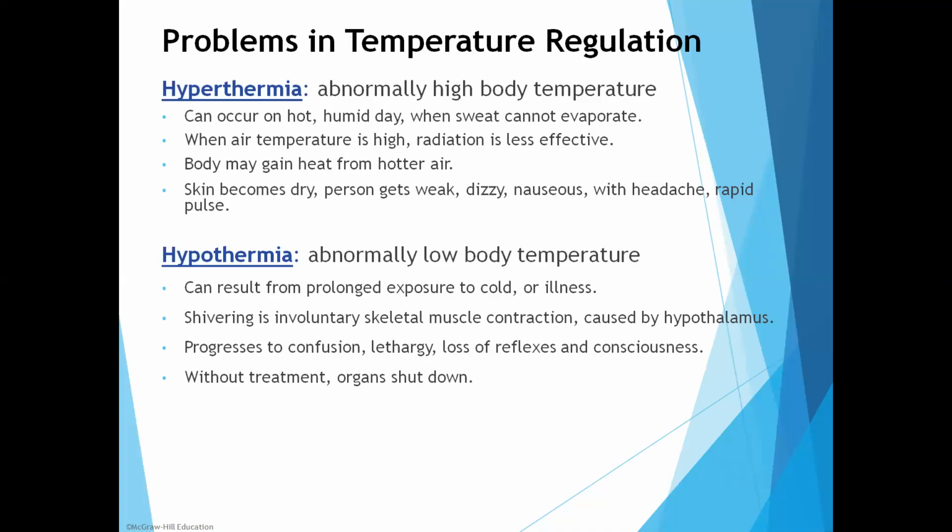That can be a problem. Again, if air temperature is too high, or if you had issues where your body actually gained heat from the hotter air, those can be some issues that you see. Some signs and symptoms of hyperthermia, again, the skin's going to become really dry. A lot of times that person may feel quite weak and even dizzy. And a lot of times they'll have a rapid pulse as well.